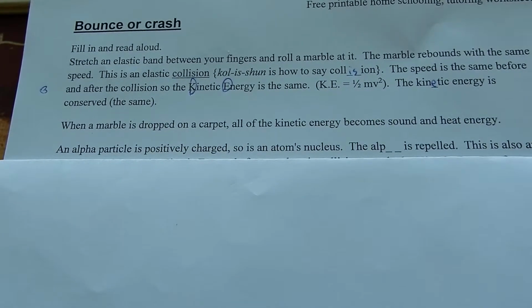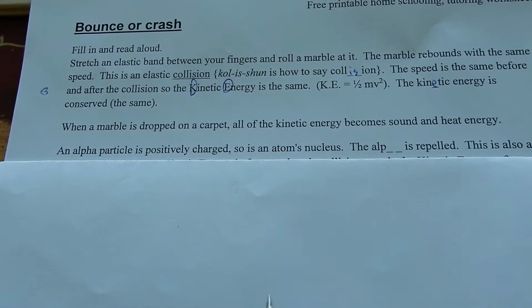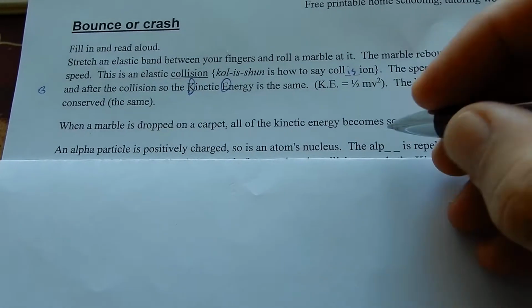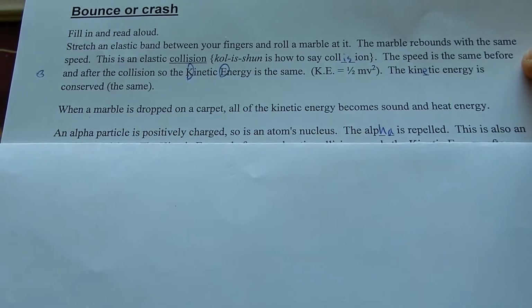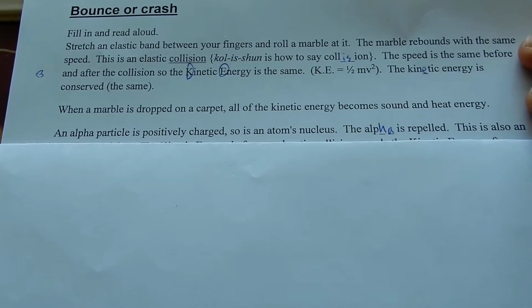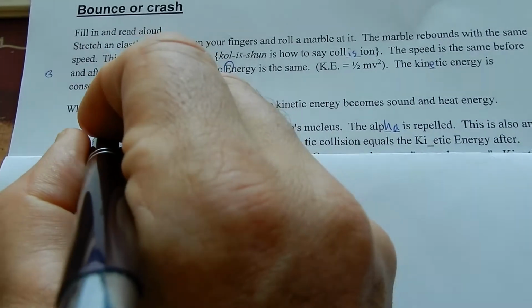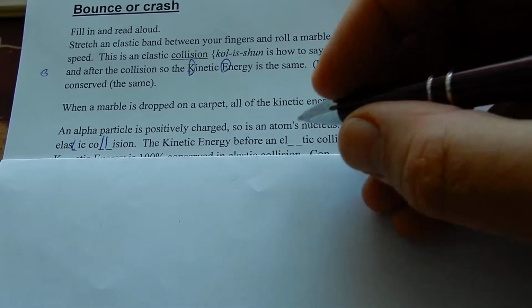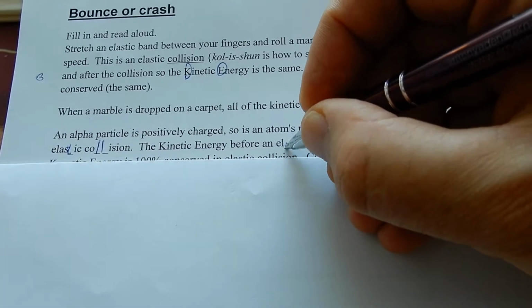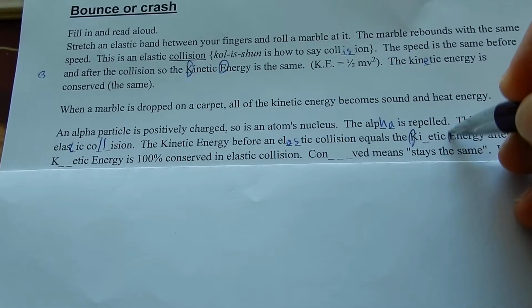An alpha particle is positively charged, and so is an atom's nucleus. The alpha is repelled. This is also an elastic collision. The kinetic energy before the elastic collision equals the kinetic energy after.